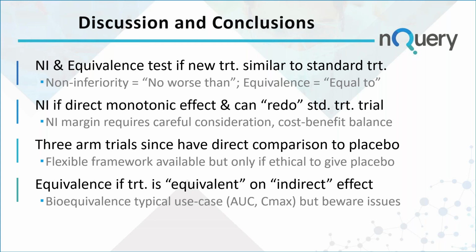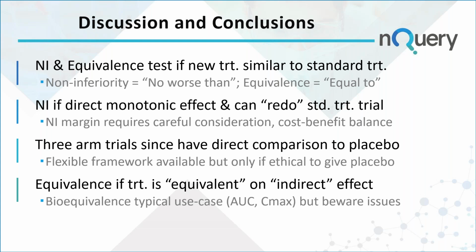So in terms of some broad conclusions, non-inferiority, or NI, and equivalence testing are all about having a treatment and wanting to prove that it's similar to a standard treatment. With non-inferiority, we want to prove it's no worse than, and with equivalence, we want to prove that it's equal or equivalent to. With non-inferiority, we're usually looking at direct monotonic effects, where if it keeps increasing, we're generally going to be happy. But we do have the constraint that we usually need to redo something that looks quite similar to the trial that was used to justify the standard, due to the assay sensitivity problem.